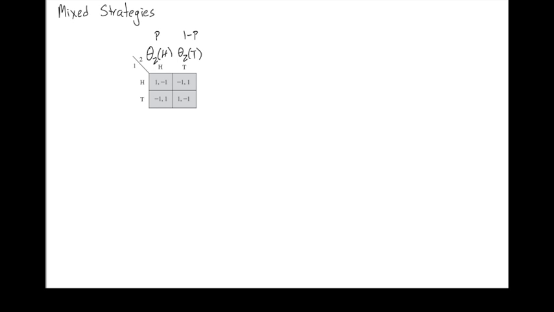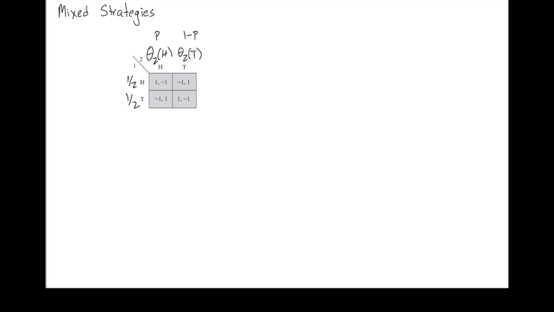Now, player 1 could either play heads or they could play tails. But there's no reason why player 1 shouldn't be able to also have some random choice between the two. For example, a strategy might be that player one would say, I'm going to flip a coin between heads and tails. So I'm going to play heads with probability 1/2 and tails with probability 1/2.